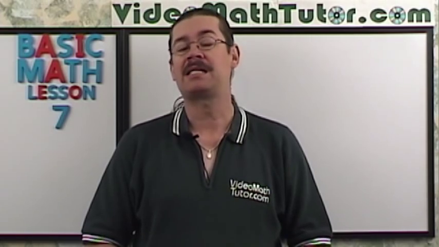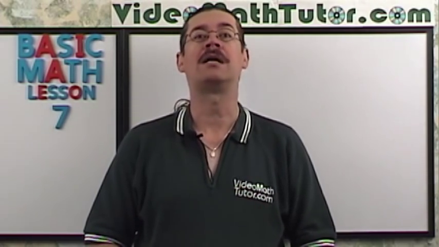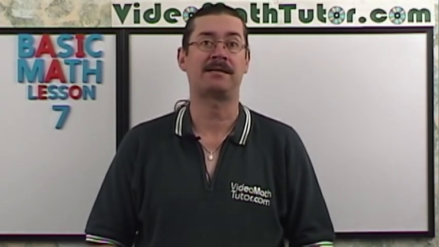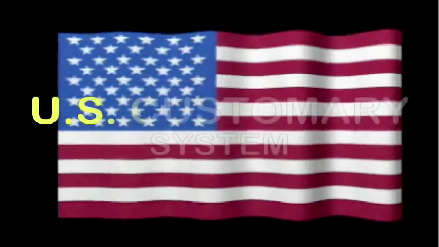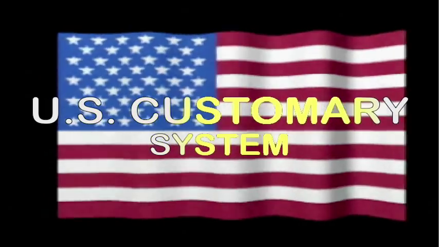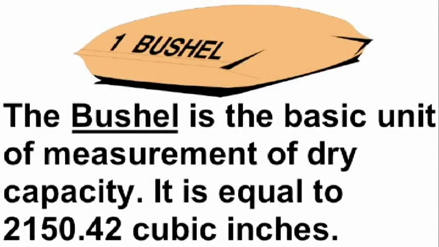The units of dry capacity for the metric system are exactly the same as those for liquid capacity, so there's nothing else to cover. Well, the bushel is the basic unit of measurement of dry capacity. It is equal to 2,150.42 cubic inches.